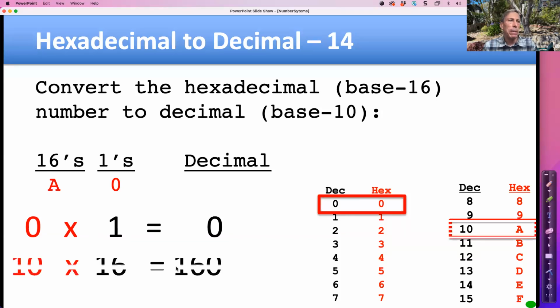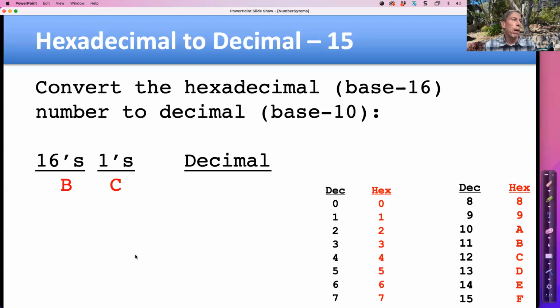A 16s. So how many 16s am I giving you? You're right. A is 10. 10 is A. So let's just take 10 sixteens. So 10 times 16 is 160. So what am I giving you total? Just add those together and we get 160.